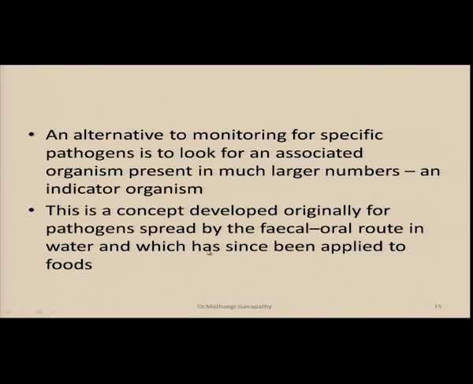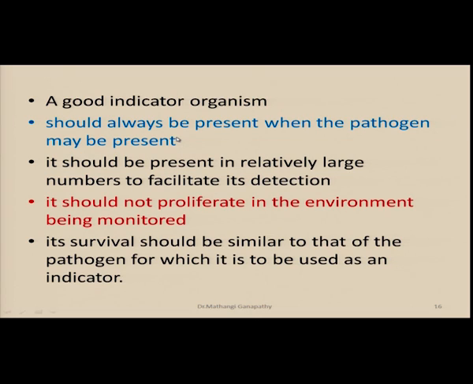This concept was originally developed for pathogens which are spread by the fecal-oral route, especially in water, and now we apply it to foodstuffs also. How do we assess that an organism is a good indicator? Number one, it should always be present when the pathogen is present. Two, it should be present in relatively large numbers to facilitate its detection. Not only a larger number, but that larger number should facilitate easy detection of the particular organism concerned. It should not proliferate in the environment being monitored.